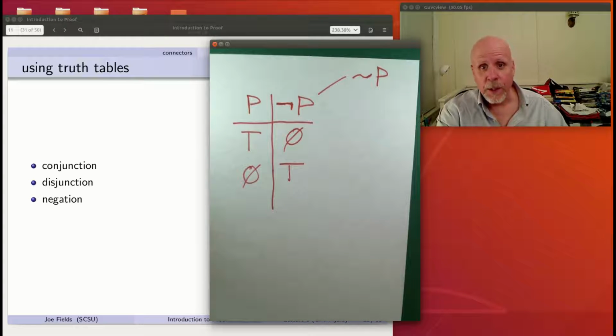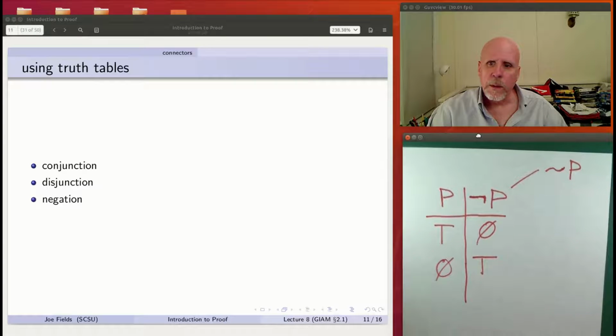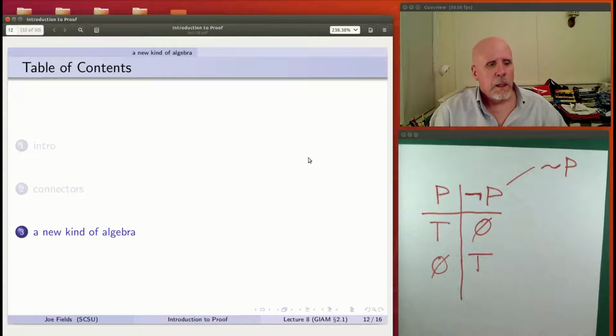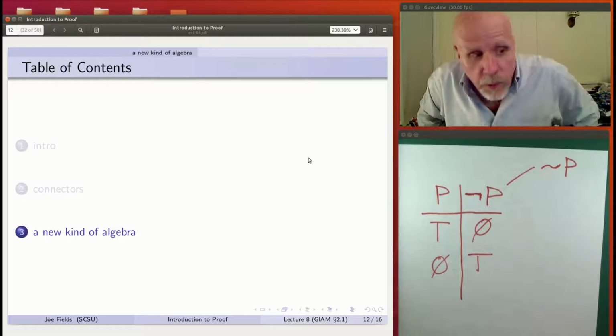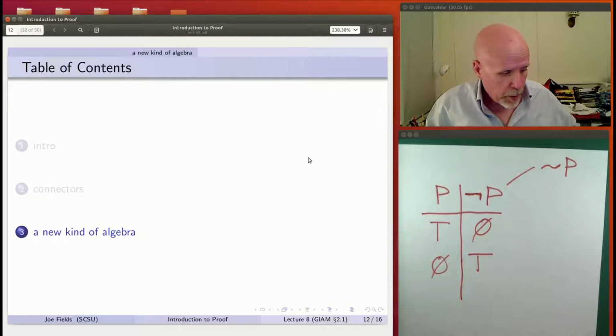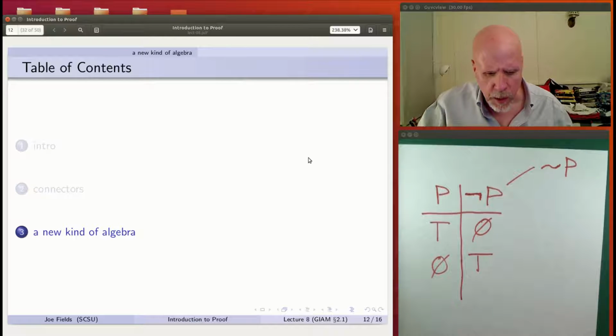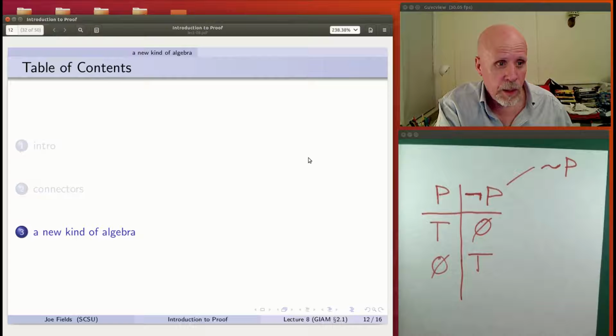These three things together let you build a lot of stuff. You can do some impressive things with just and, or, and not. The impressive thing that you can do with those two connectors and that one unary operator is build an entire new kind of algebra. I didn't give the name in the slides, but this is known as Boolean algebra. There was a man named George Boole who essentially started this subject, and so it's in honor of him.